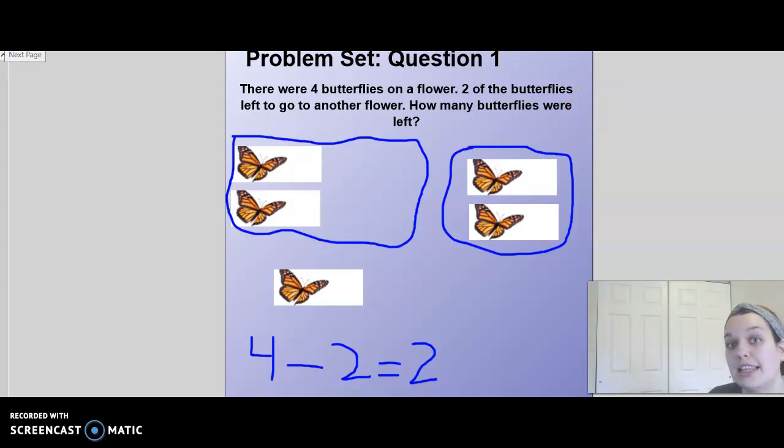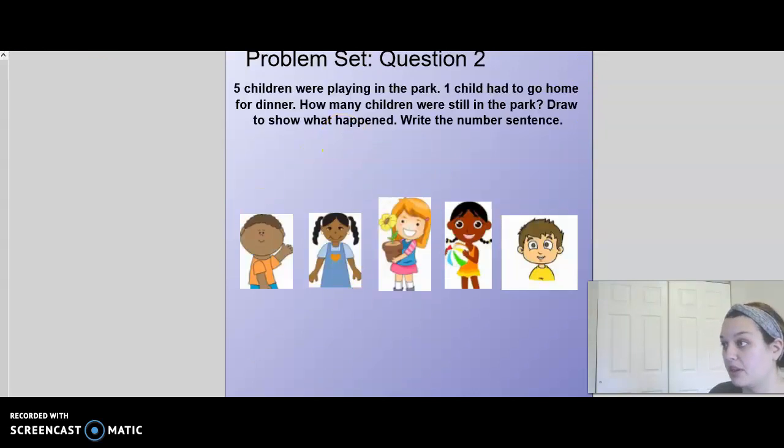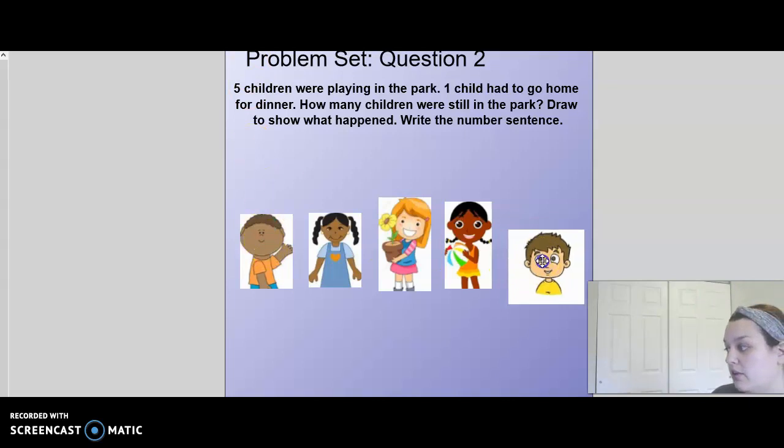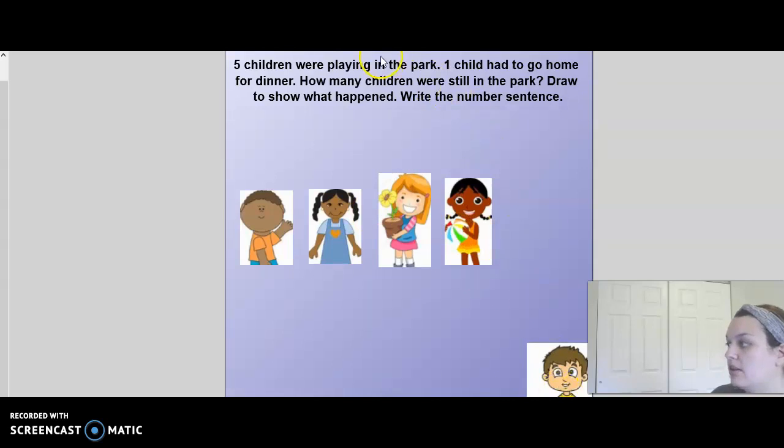Okay, here's your last problem for the day. 5 children were playing at the park. So 5 children. 1 child had to go home for dinner. Okay, we're going to send this child home for dinner, okay? How many children were still at the park? Draw a number sentence to represent or show what happened. Pause me, and then we'll go over our answer.